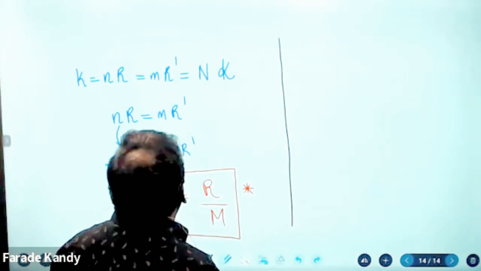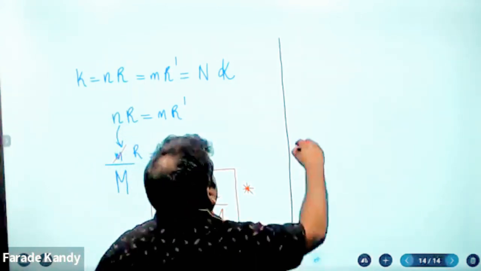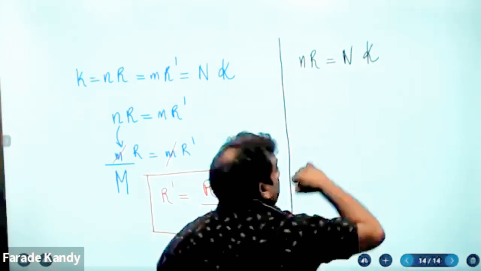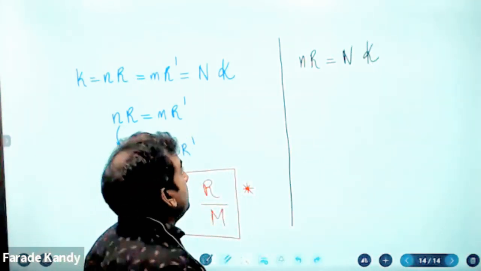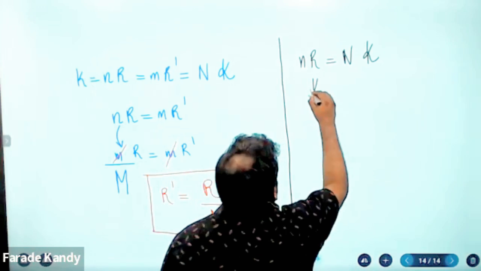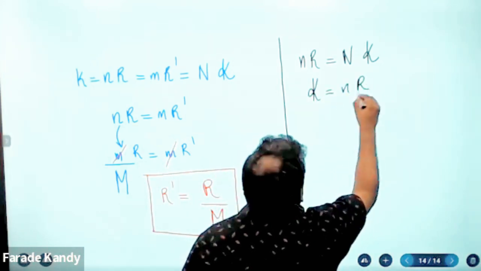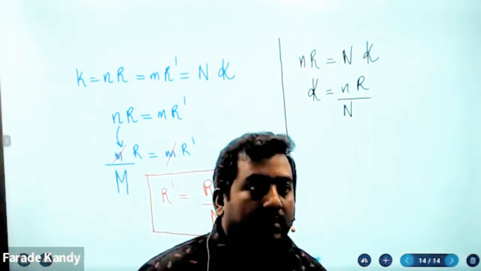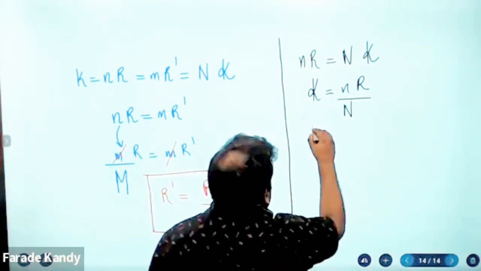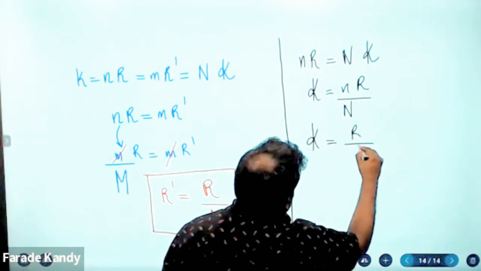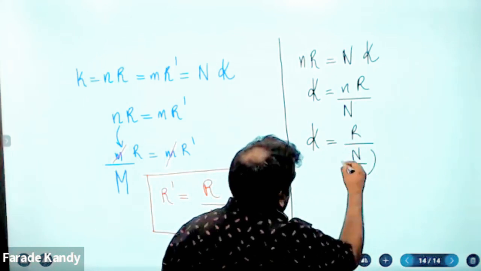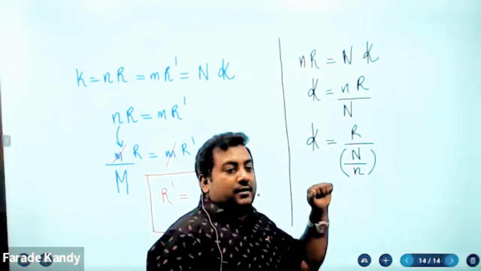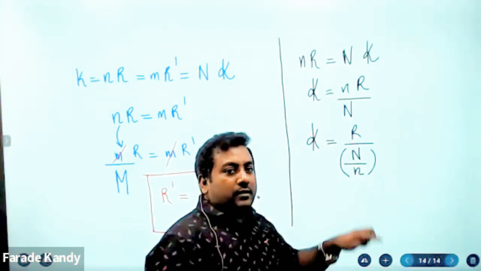Look at this now. This one and that one. NR, NK, Boltzmann. How do I find Boltzmann? NR over N. I can slightly rearrange this. Number of molecules per mole.